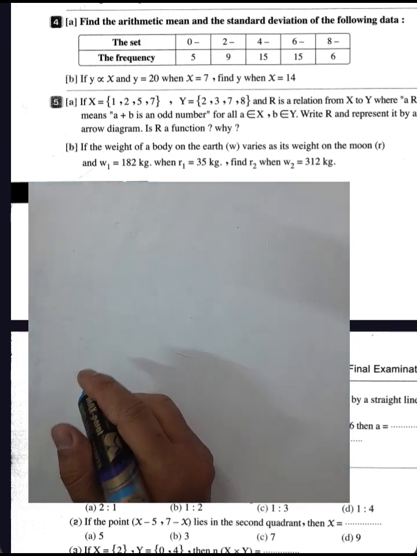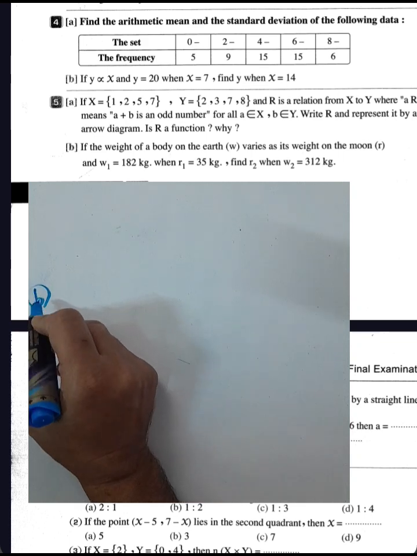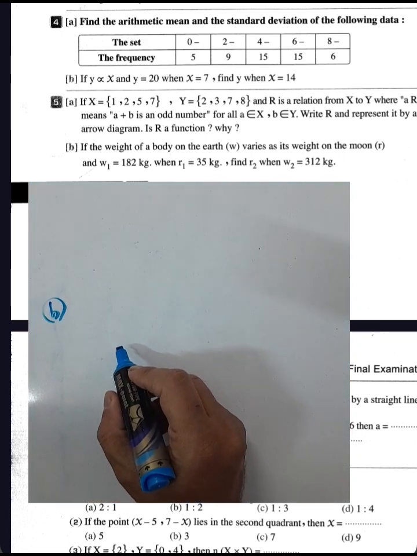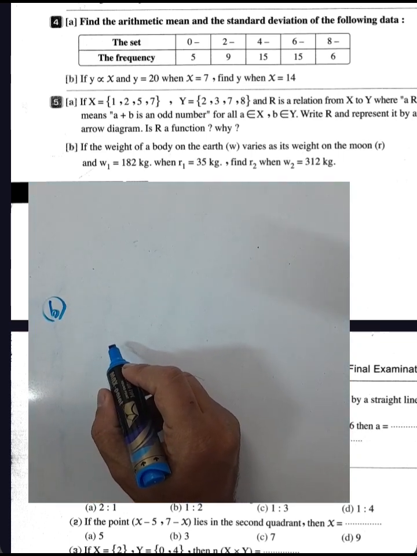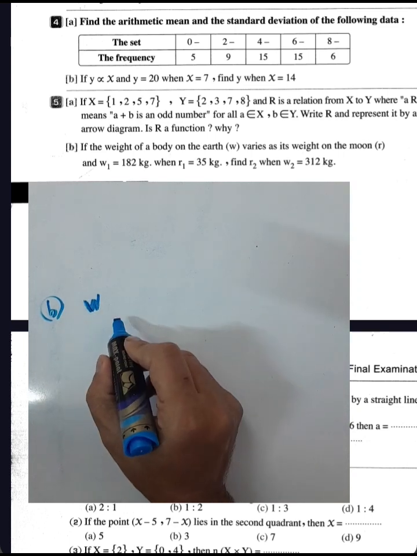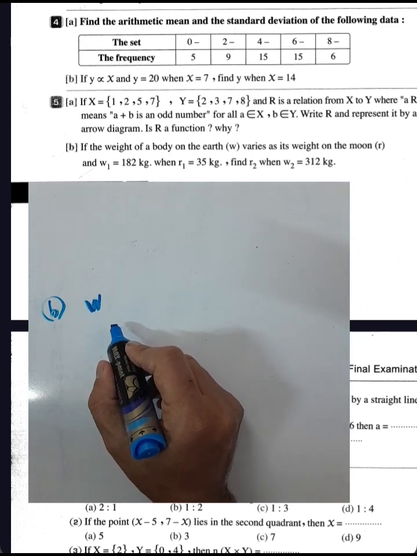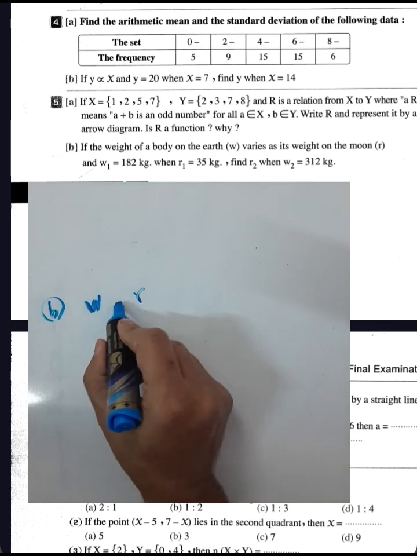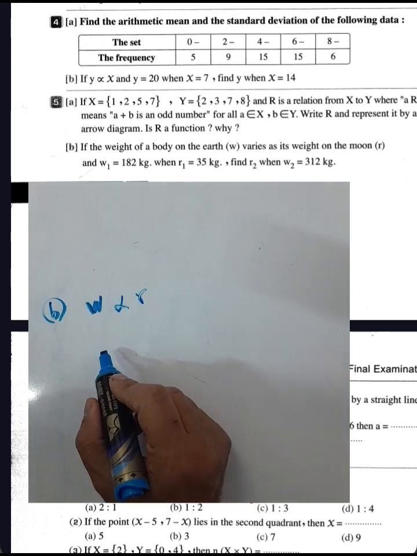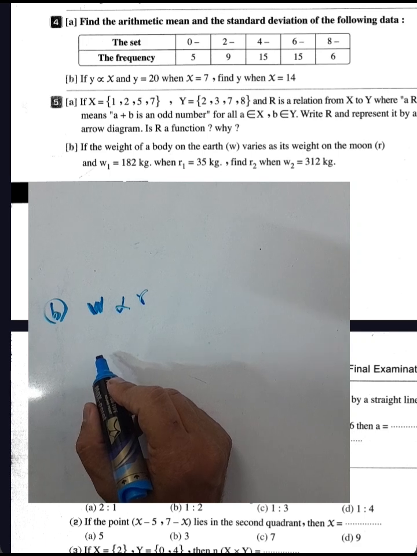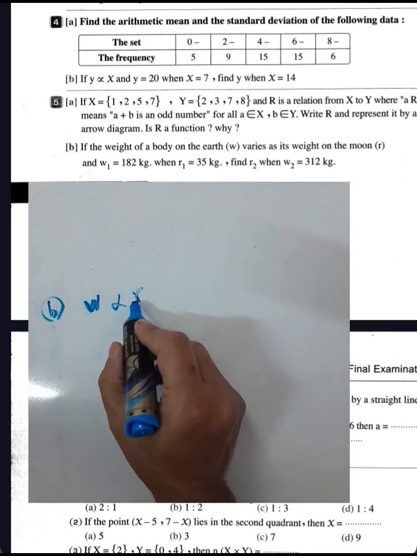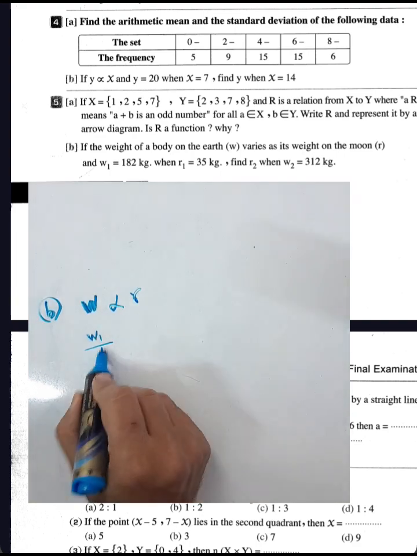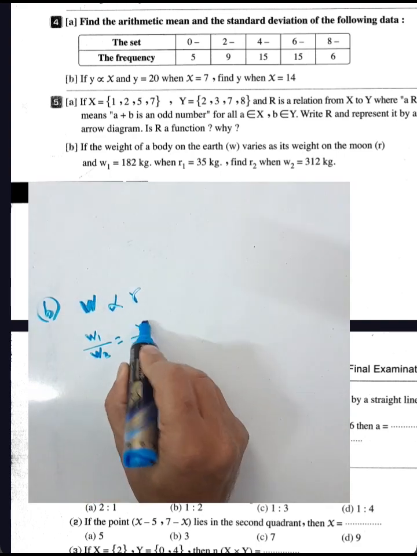Which should be letter B? If the weight of a body on the Earth varies as its weight on the moon, we have the variation between them, a direct relation between them. W and R, then W1 over W2 equals R1 over R2.